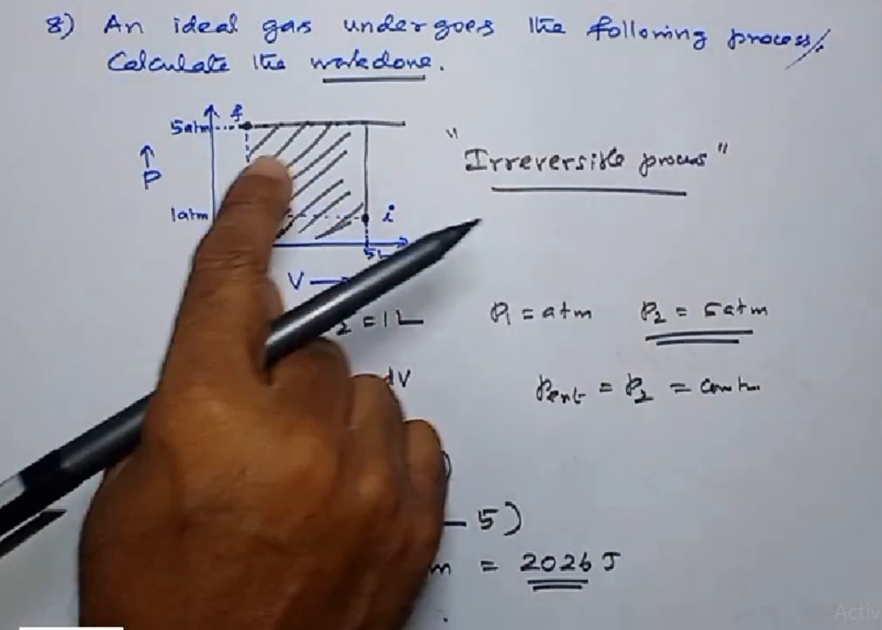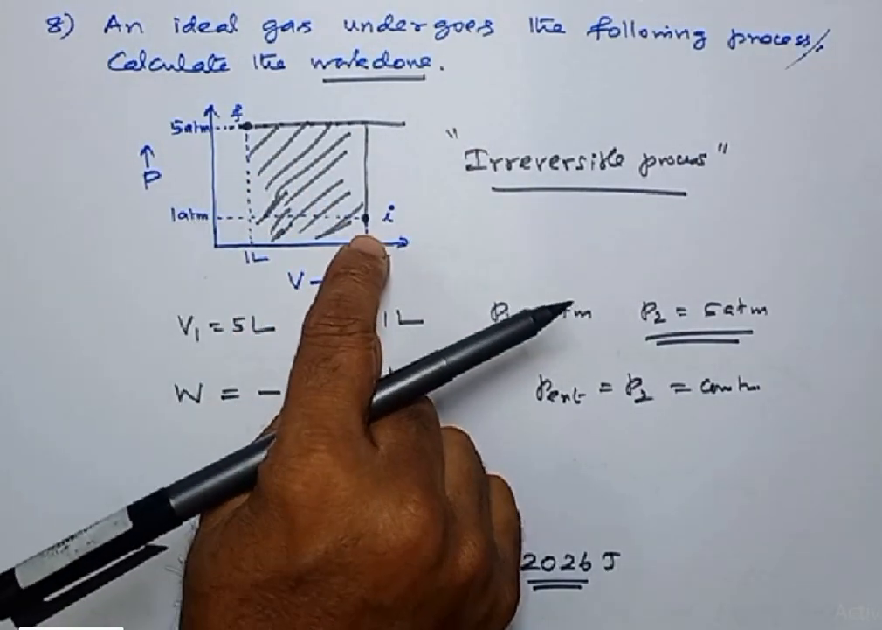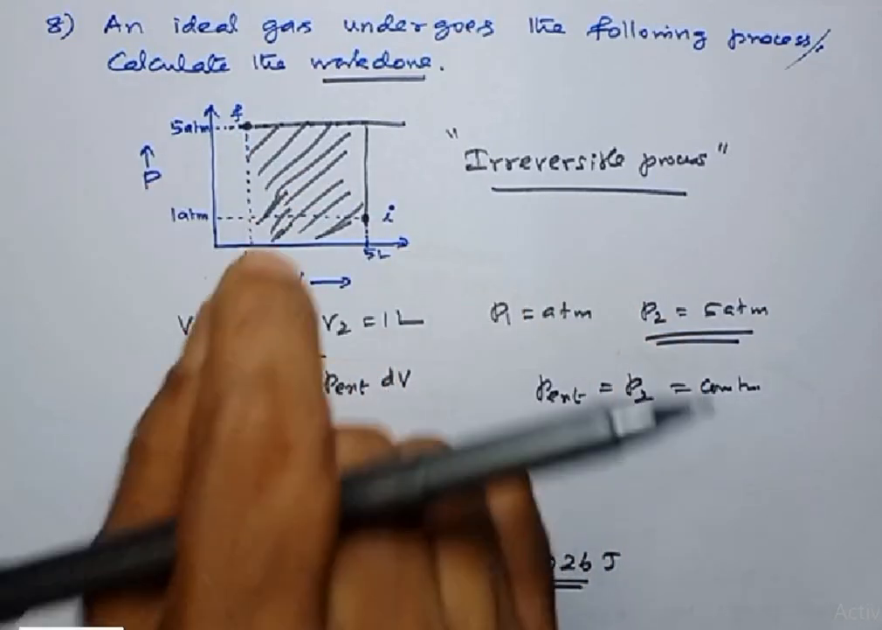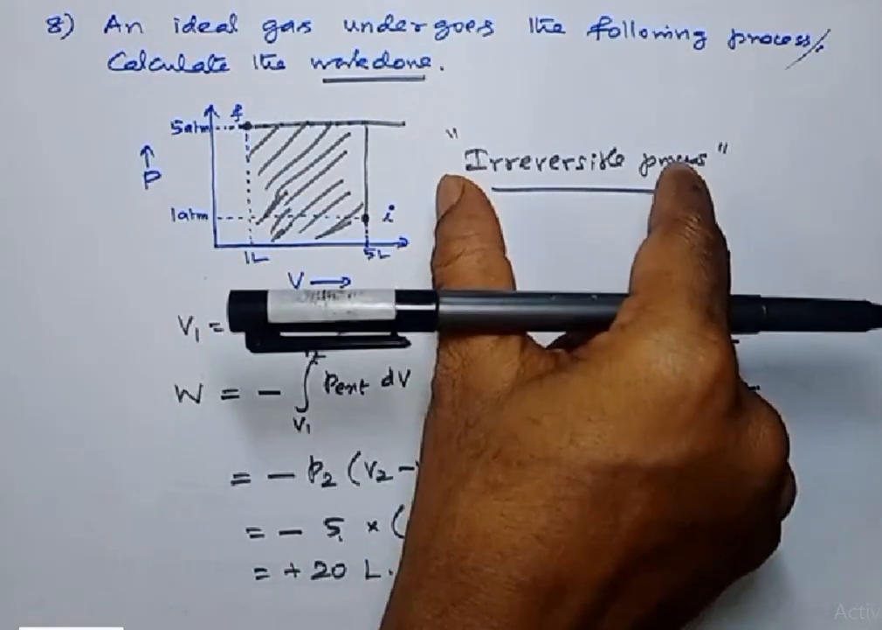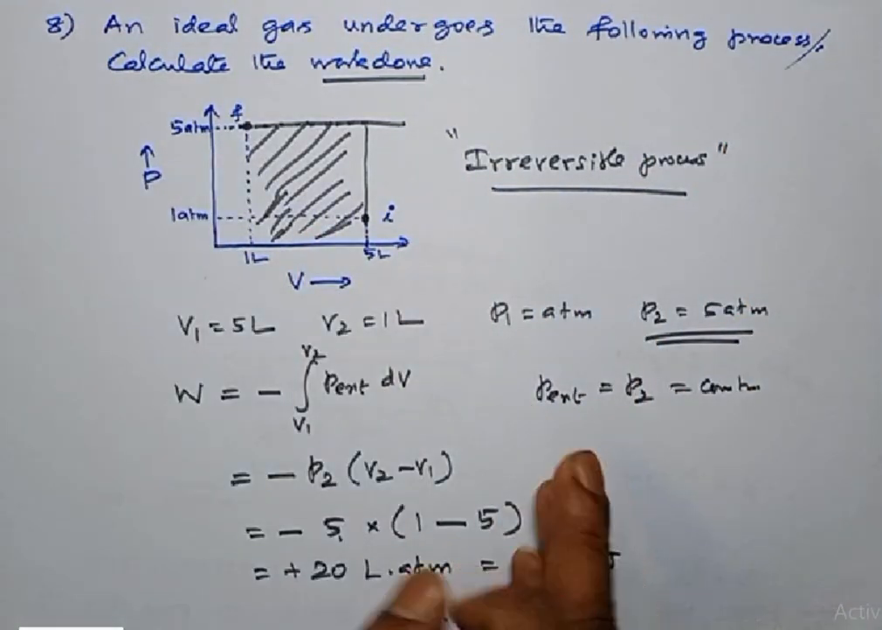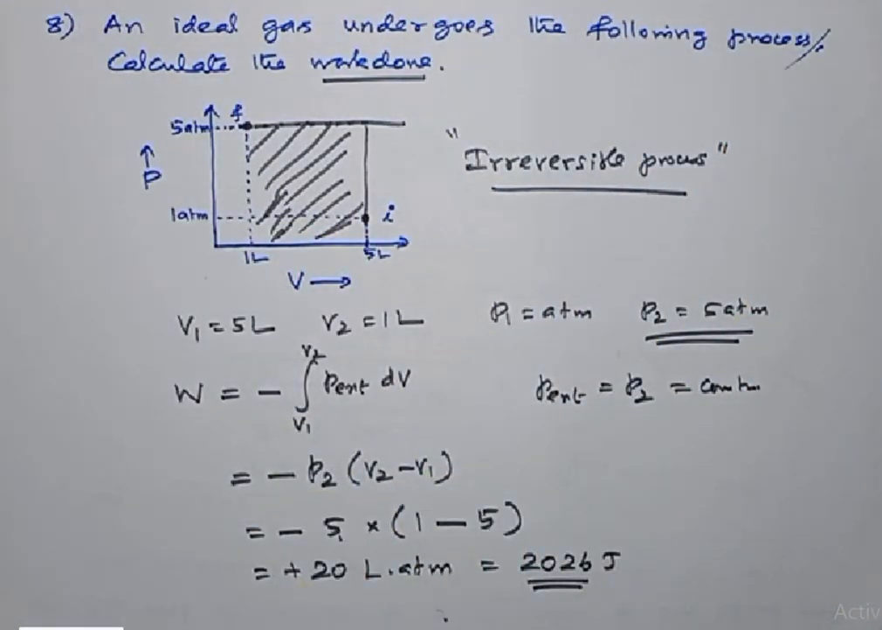Remember, in the PV diagram, if the initial to final path is not given, or if it is given in dotted line, then you should take it as an irreversible process. If it is given as a solid line, then it is a reversible process. Okay, keep this in mind.